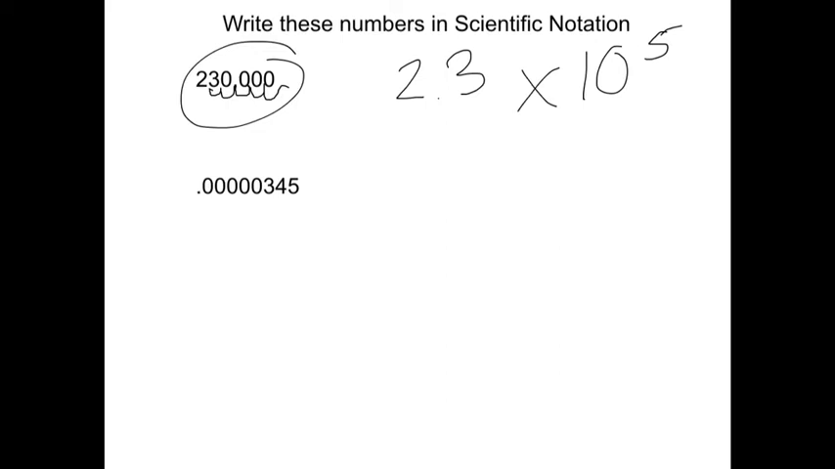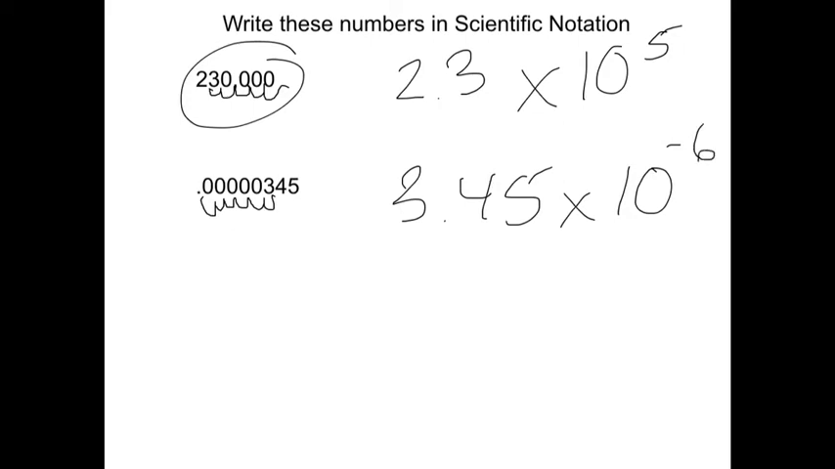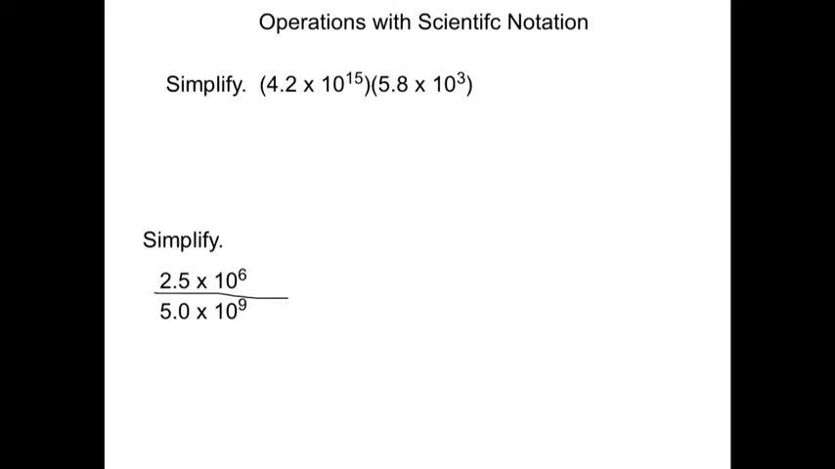For this decimal, my number is going to be 3.45, because that's the only number that I can create that will be between 1 and 10. And I know that it's to a negative power of 10. So I went 1, 2, 3, 4, 5, 6 places. So it would be 3.45 times 10 to the negative 6.